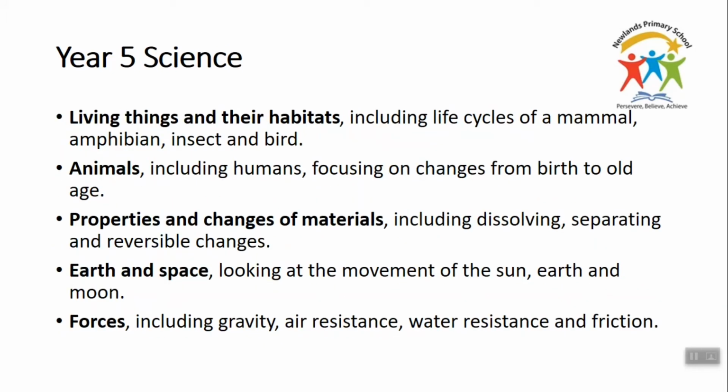Here are the topics for Year 5 Science. Living things and their habitats, including life cycles of a mammal, amphibian, insect and a bird, looking at reproduction in some plants and animals. Animals, including humans, focusing on changes from birth to old age. This could include looking at the gestation periods of other animals and comparing these with humans.